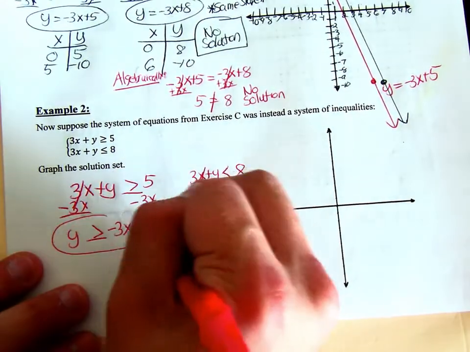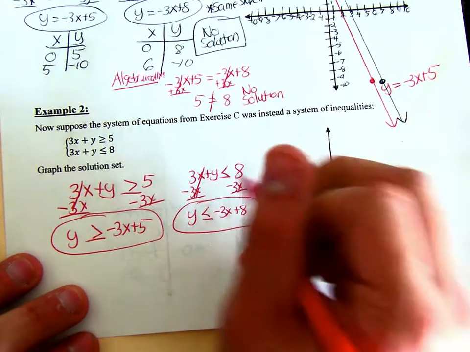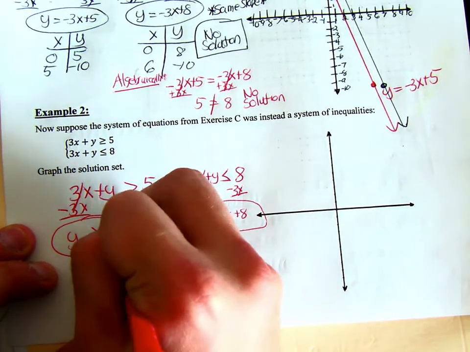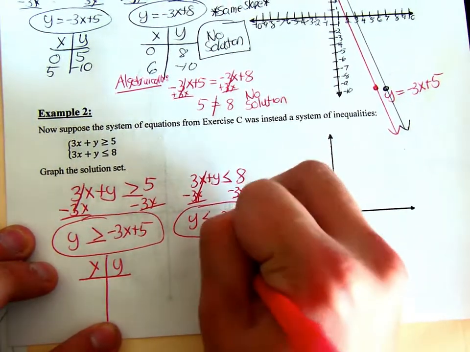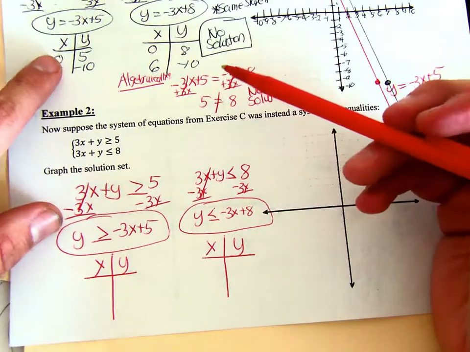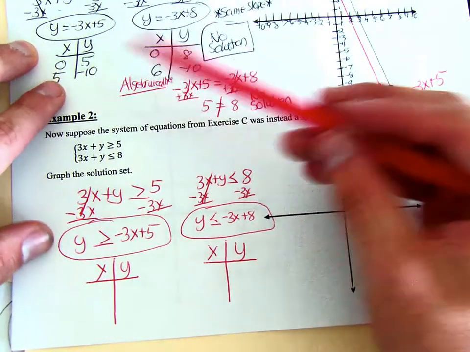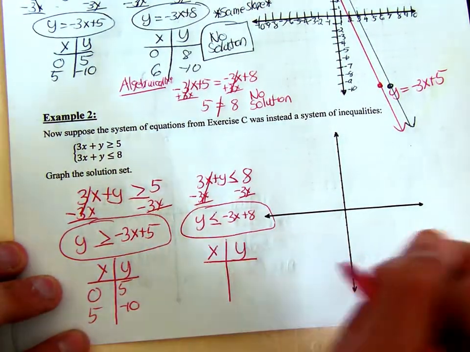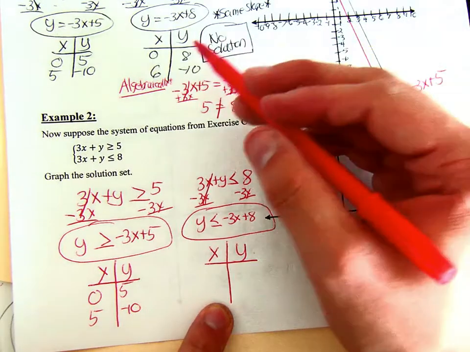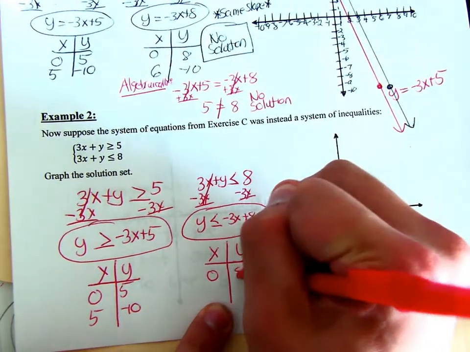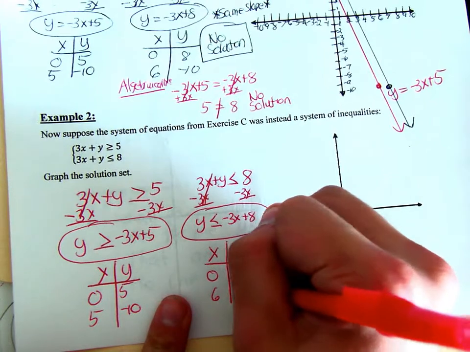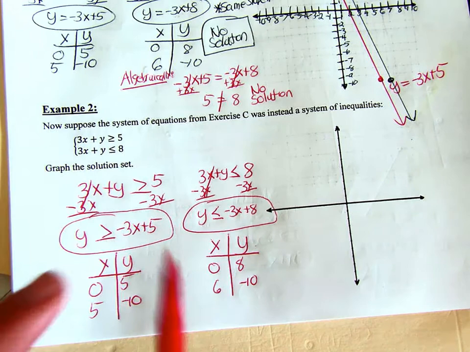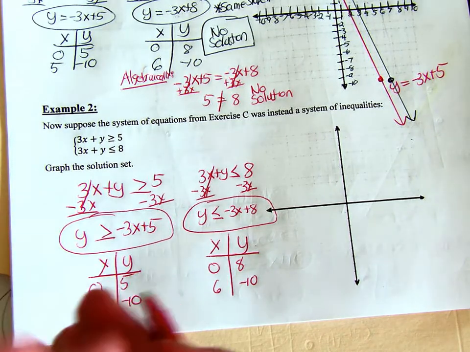So, looking at this, we have our two inequalities here. I'm going to come up with a table of values for this one, a table of values for this one. But we already did this in the last example. So I'm going to use the same table of values. So I'll have 0, 5, and 5, negative 10. And for this one, I'm going to have the same one, 0, 8, and 6, negative 10. But now that we have inequalities, we have to pay attention to, are we going to have a solid line, and are we going to shade above or shade below?